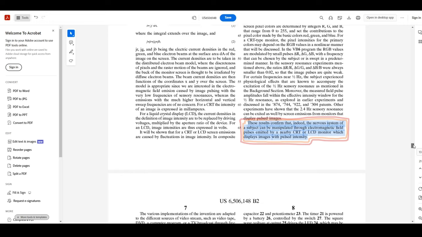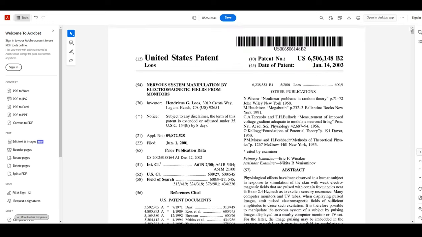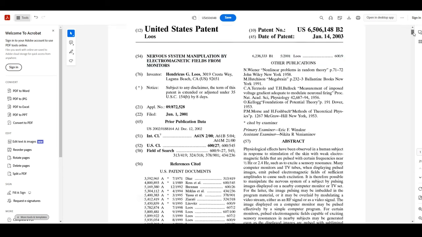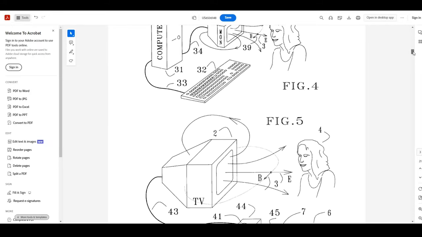Remember, the title of the patent is Nervous System Manipulation by Electromagnetic Fields from Monitors, and pertains directly to the idea that pulsating EM fields from television and monitor screens, regardless of what is actually displayed for the image, can be used to manipulate the nervous system of nearby watchers.